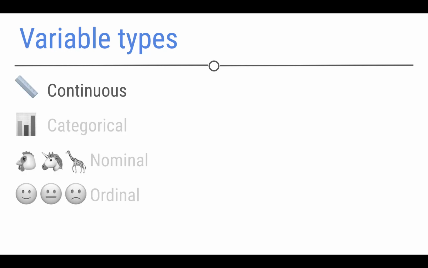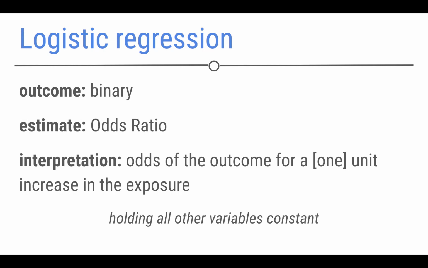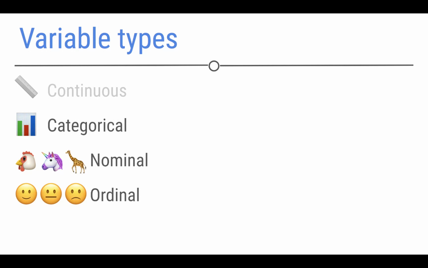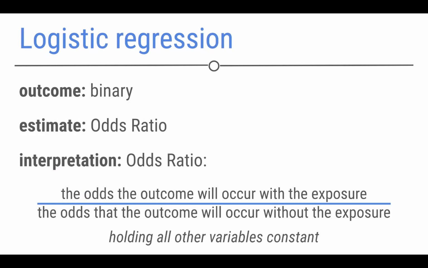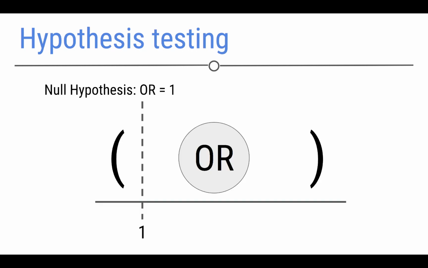Logistic regression is used when the outcome is binary, but like linear regression, the exposure can be any variable type. If the exposure is continuous, then the interpretation of an odds ratio is the odds of the outcome for a 1 unit increase in the exposure, holding all other variables constant. In the categorical case, the odds ratio is the odds that the outcome will occur with the exposure divided by the odds that the outcome will occur without the exposure, holding all variables constant. As we discussed in the previous section, it's really crucial to examine which, if any, variables are adjusted for, especially if the study wasn't randomized.